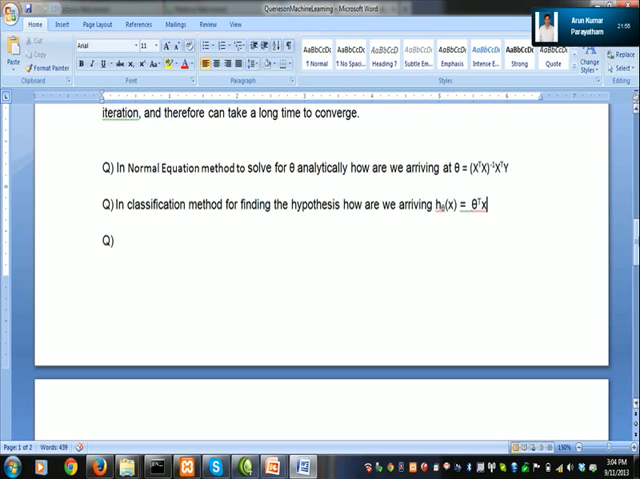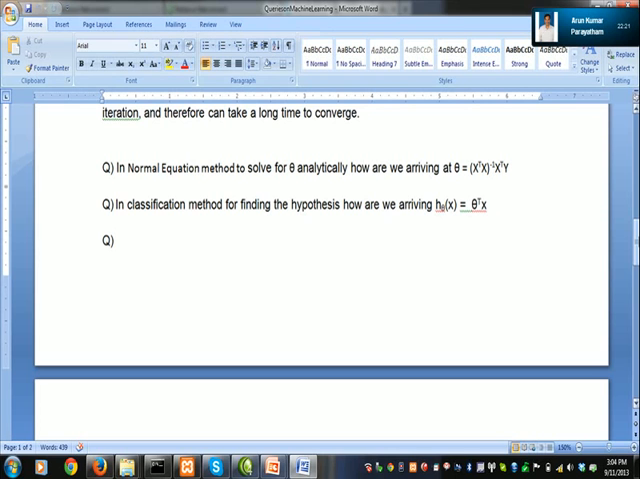Who wrote this query? I am asking where you got this equation h theta x equal to theta transpose x for classification. This is true for linear regression. For classification, this will become 1 by 1 plus e power minus theta transpose x. You got this query?